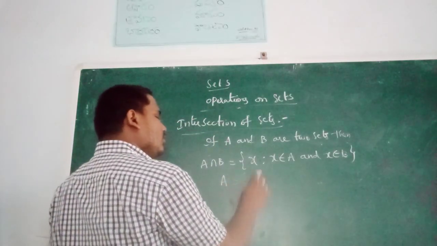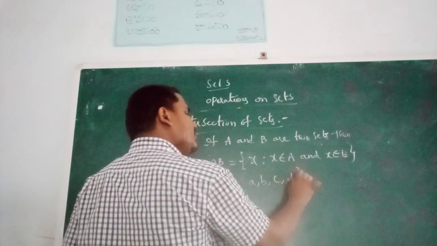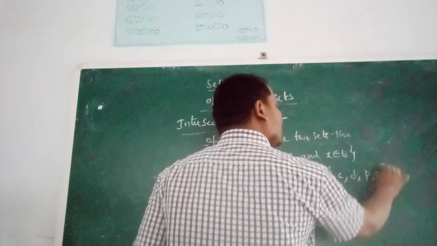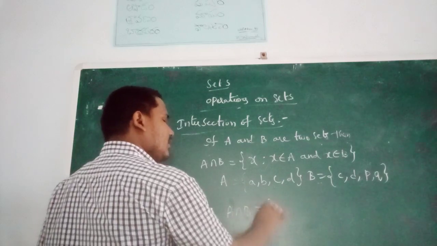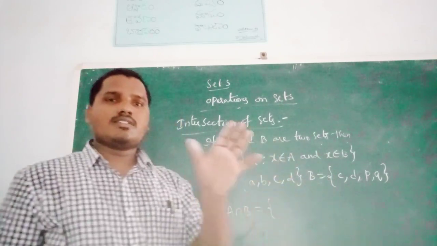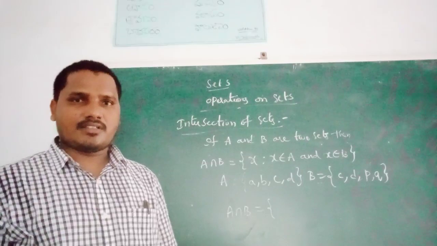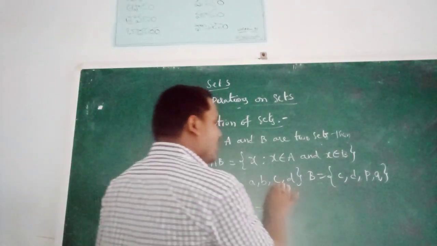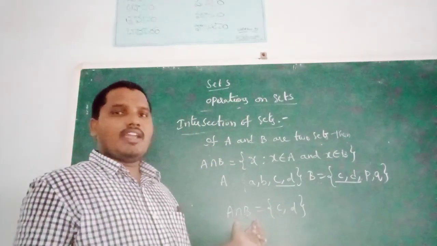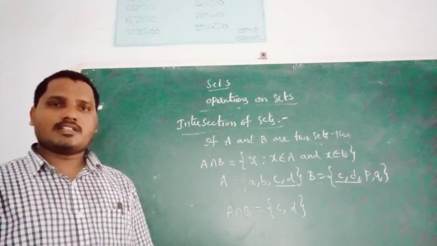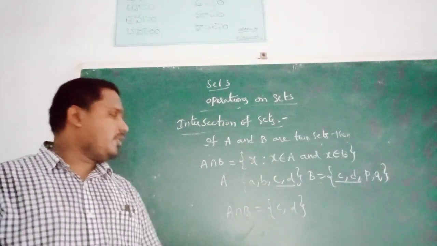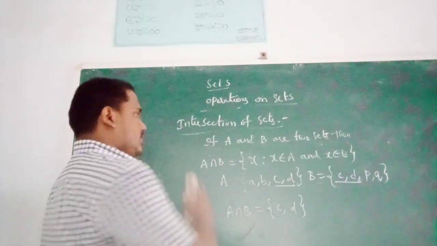Suppose A is equal to the set of A, B, C, D and B is equal to the set of C, D, P, Q. Then for A intersection B, the similar elements are C comma D. This is called A intersection B. The common elements present in both A and B, then it is called intersection of sets.